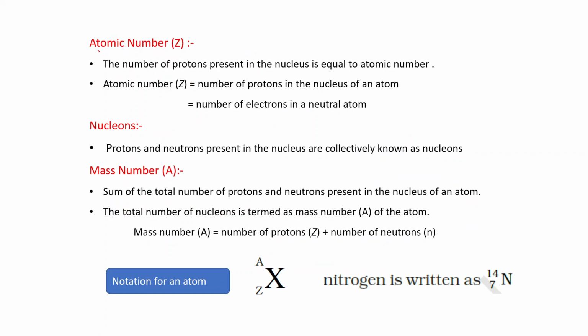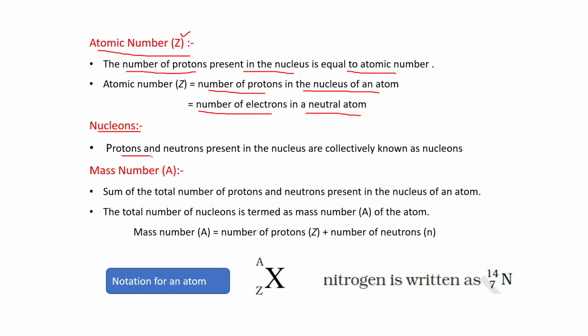Now, what is atomic number? This is represented as Z. The number of protons present in the nucleus is equal to atomic number. You can say atomic number is equal to number of protons in the nucleus of an atom, and as we know, atom is neutral. That's why number of protons are equal to number of electrons. That's why we can say Z is also equal to number of electrons in a neutral atom.